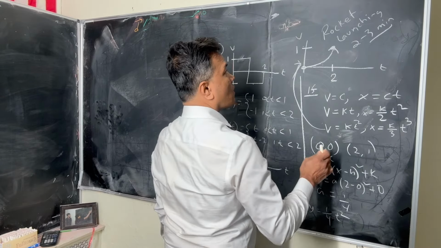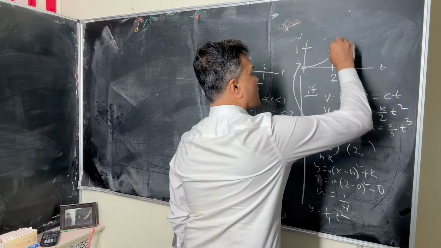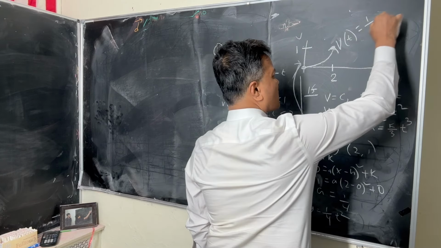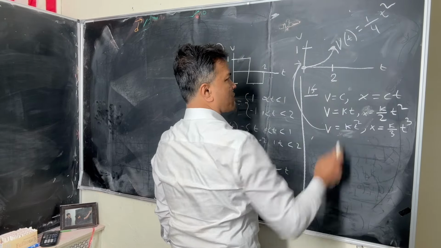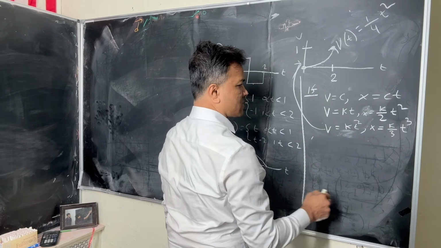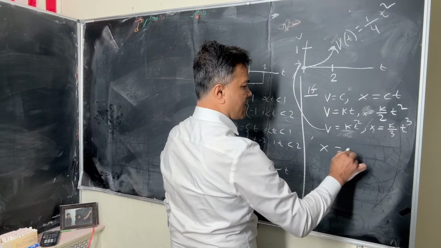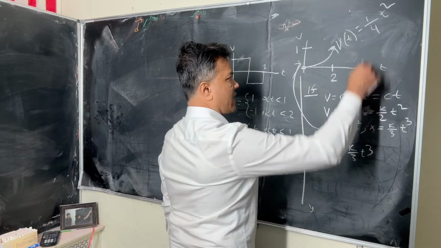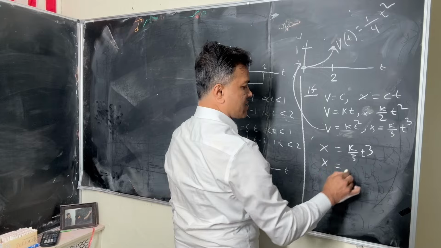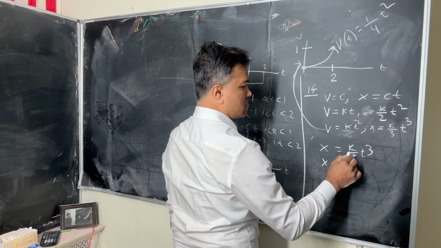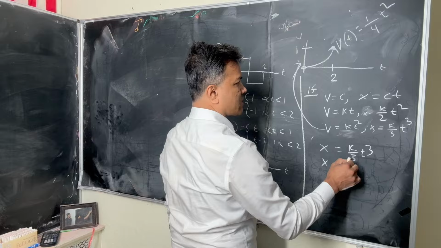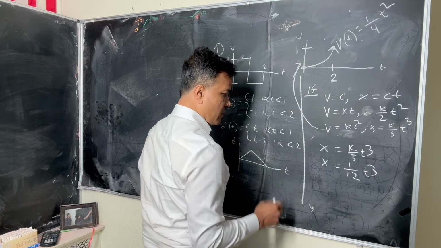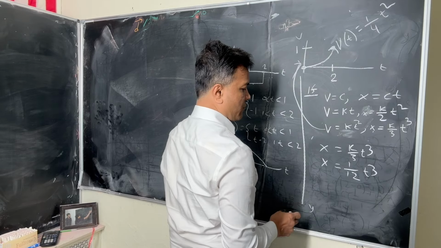Okay, so we know the equation for this one. v of t is equal to 1 over 4 t squared. Then what would x, the xt, be? We see that x is k over 3 t cubed. So what is our k? Our k is 1 over 4. So then x is 1 over 12 t cubed. We already found v.